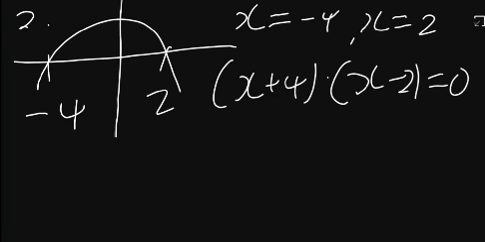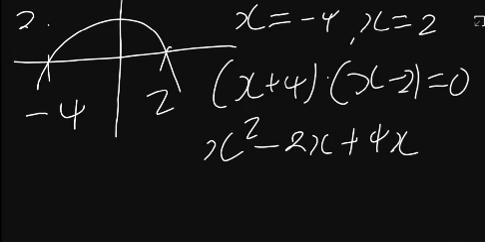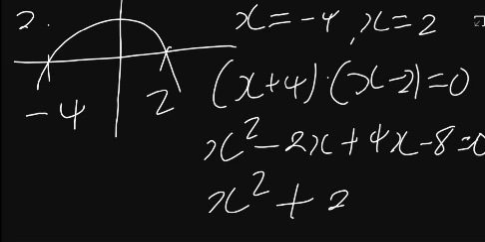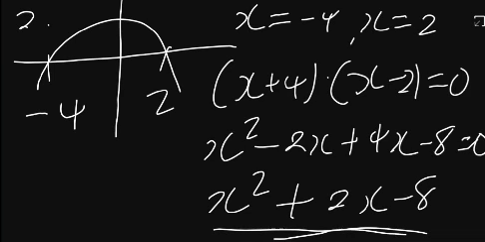So x times x, that's x squared. X times -2, that is -2x. 4 times x, that is positive 4x. Then positive 4 times -2, that is -8 is equal to 0. So x squared maintained, then -2x plus 4x, that is positive 2x, minus 8. So that's our equation.